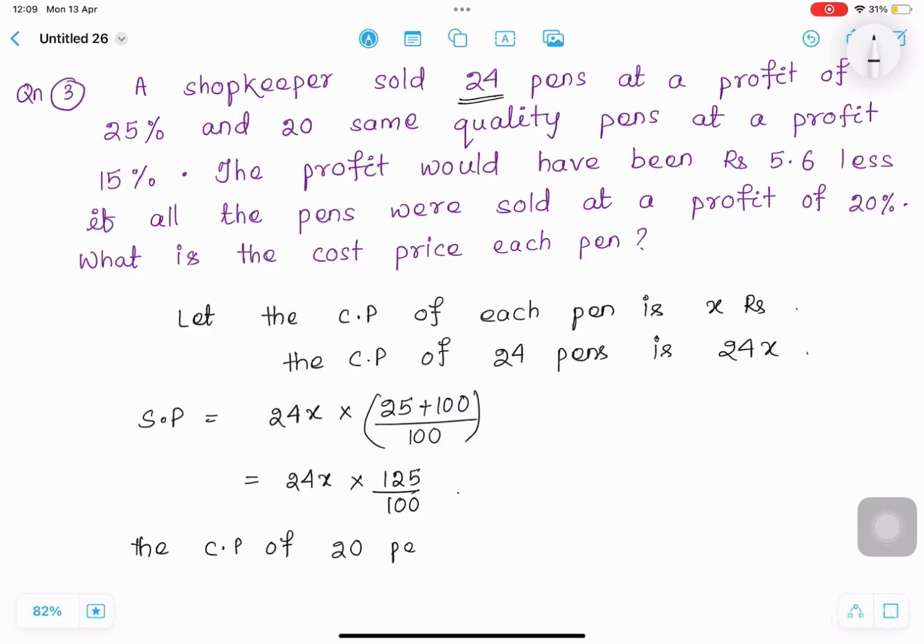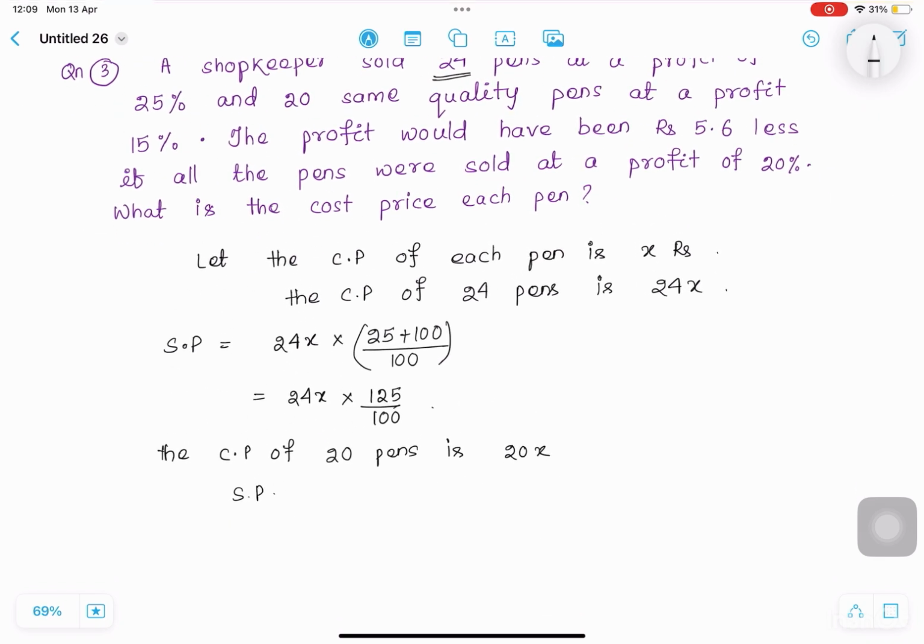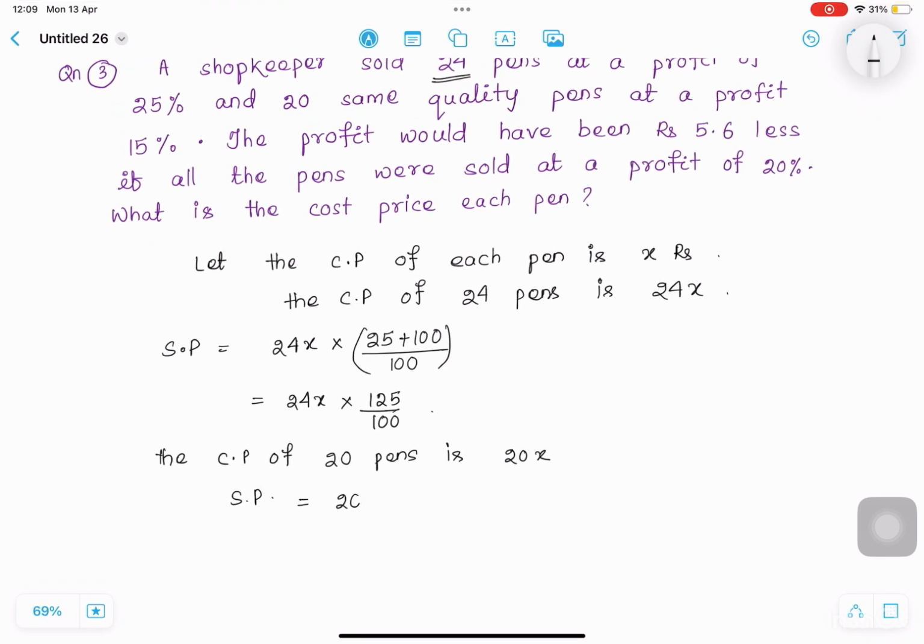Then cost price of 20 same quality pens. So cost price of 20 pens is 20x. And again the profit is 15%. So selling price will be 20x into 100 plus 15 by 100. So 20x into 115 by 100. Then total selling price. Total pens will be 24 plus 20, that will be 44 pens.